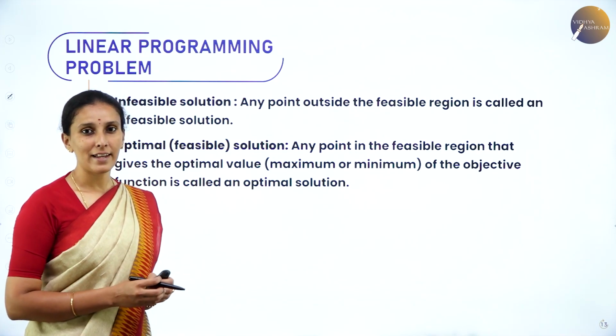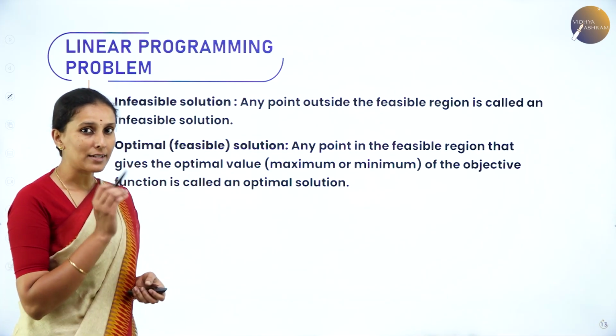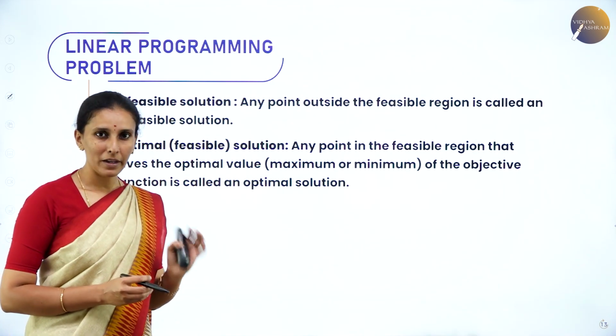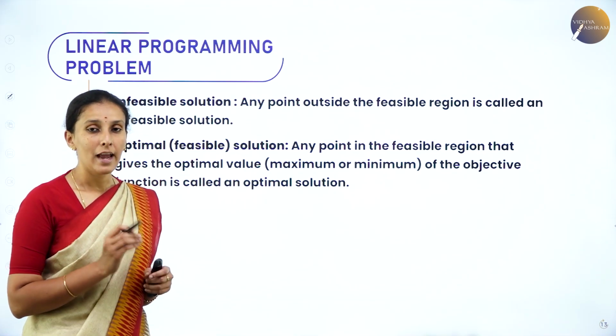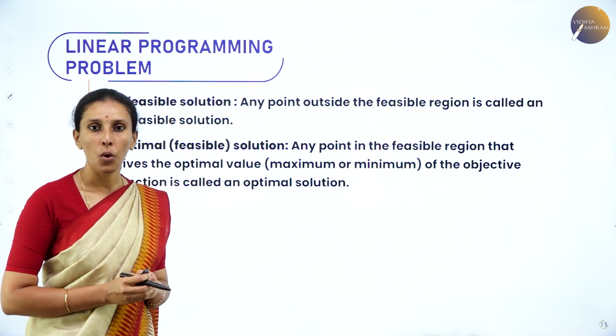For the previous example, the point B acts as the optimal solution and 6250 acts as the optimal value.